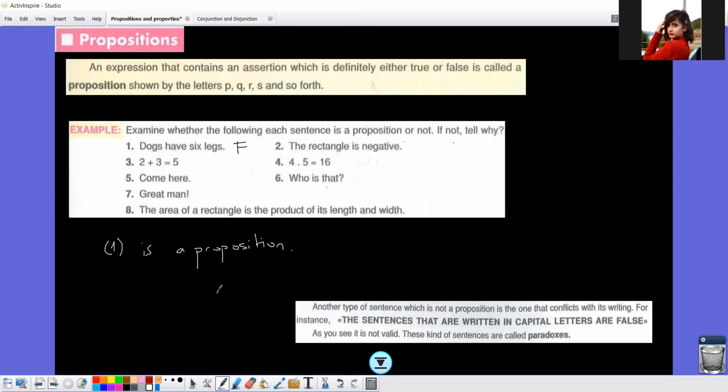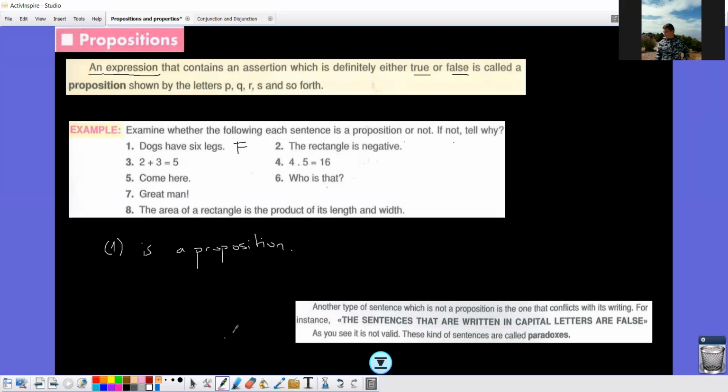Did we understand? Yes. If we can say it is true or false, it is a proposition. What we said here, an expression that contains an assertion which is definitely either true or false. Definitely.